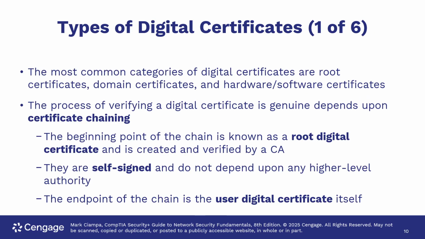There are different types of digital certificates. The most common categories of digital certificates are what are called root certificates, domain certificates, and hardware/software certificates. The process of verifying if a digital certificate is genuine depends upon what's called certificate chaining. The beginning point of the chain is known as a root digital certificate and is created and verified by that CA. Remember that we talked about that earlier. They're self-signed and do not depend upon any higher-level authority. The endpoint of that chain is the user digital certificate itself.